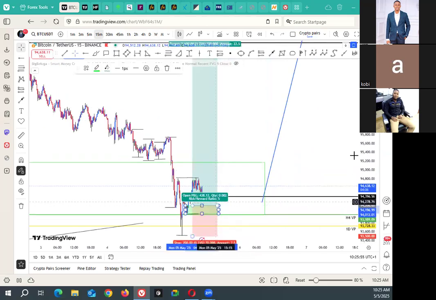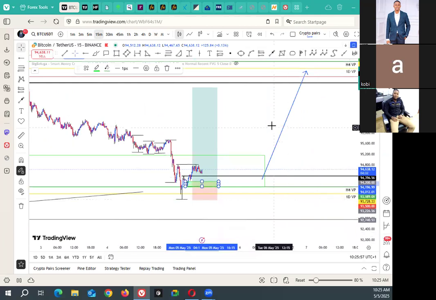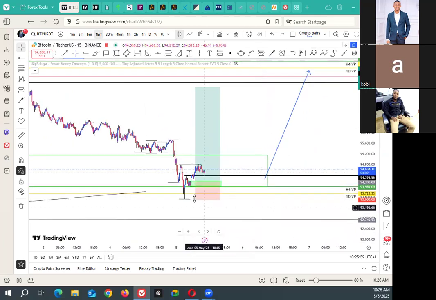The entry is 94,200. Stop loss is 93,500. Take profit is 97,700.